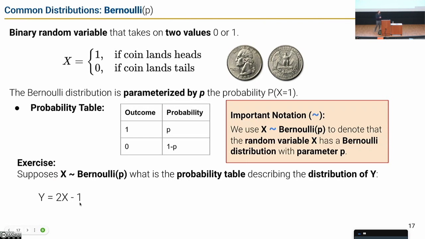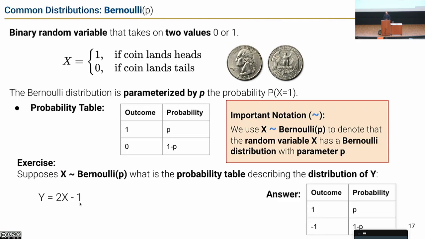What about the probabilities? P and 1 minus p, they haven't changed. I'm just transforming the values of the random variable. Okay? So 1 and negative 1 and p and 1 minus p.